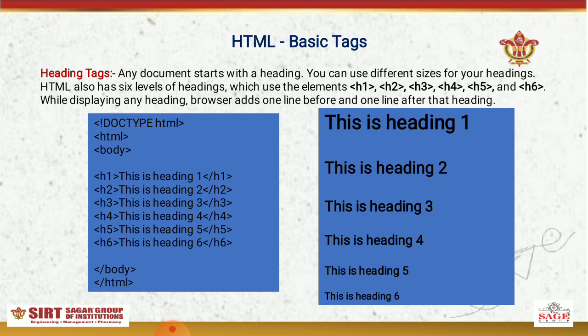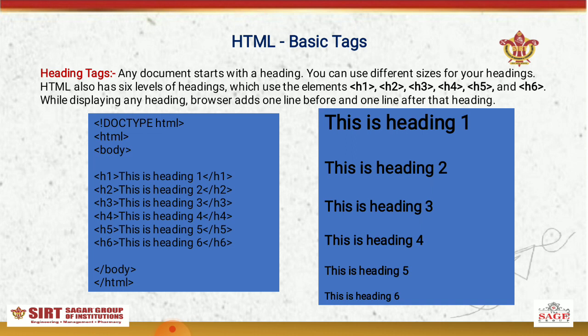The basic tag in HTML is the heading tag. Any document starts with a heading. You can use different sizes for your headings. HTML has 6 levels of headings, which use the elements H1, H2, H3, H4, H5 and H6. While displaying any heading, the browser adds one line before and one line after that heading.